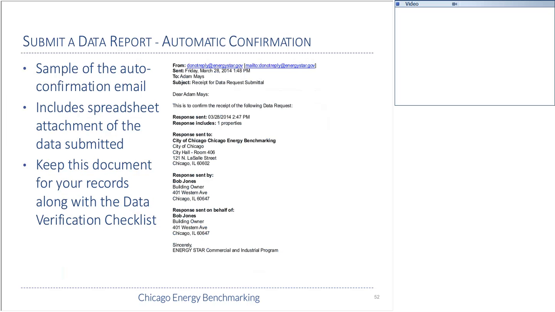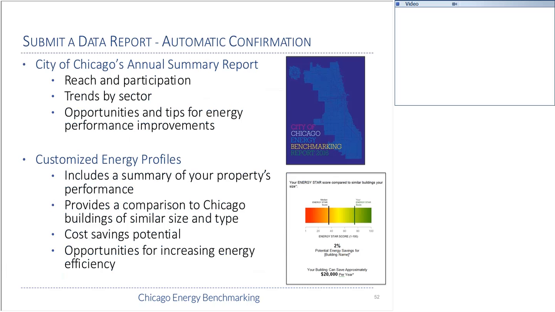This is an example of what the automated confirmation looks like. You'll get that and also see all the people that were copied on that response. You want to keep a document of this for your records along with that data verification checklist if required, on file for the next couple of years.